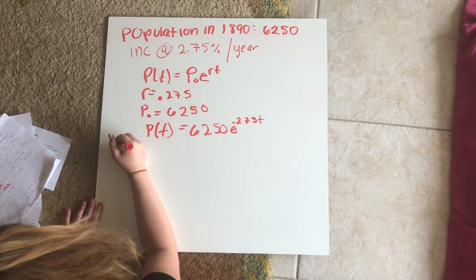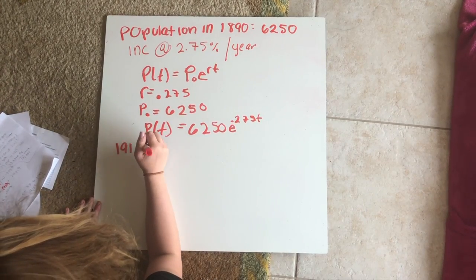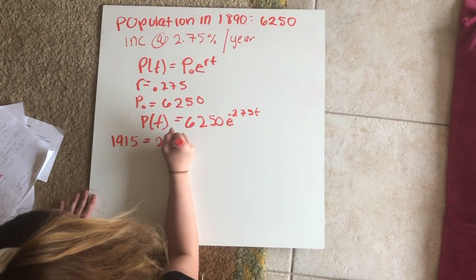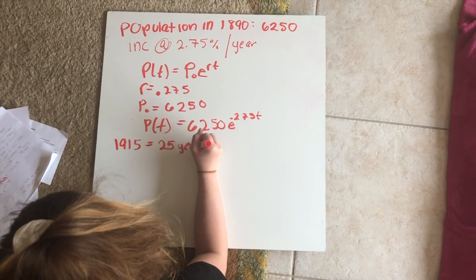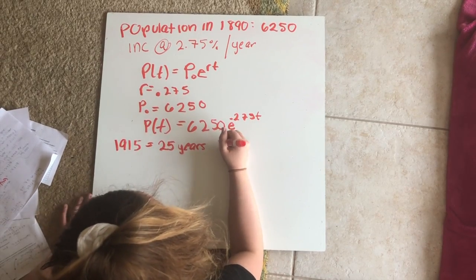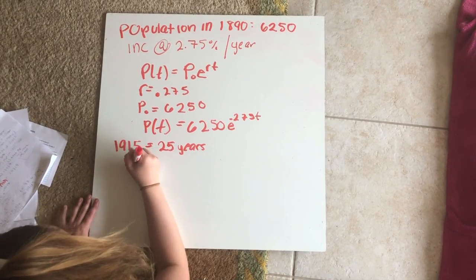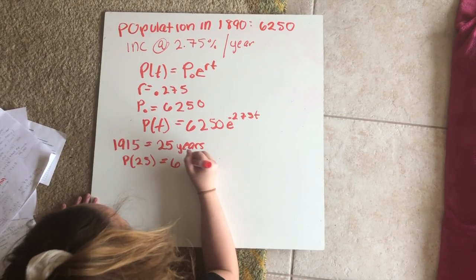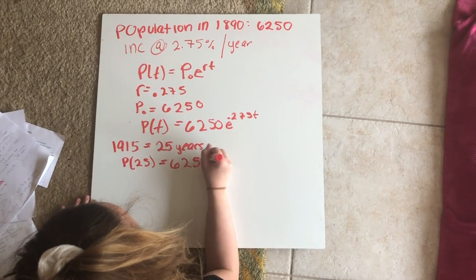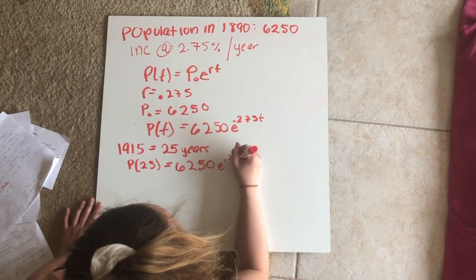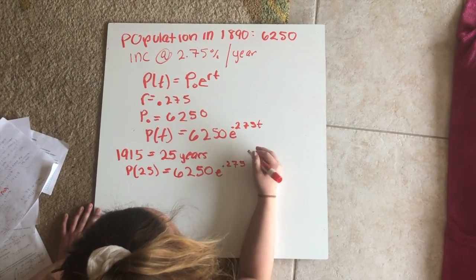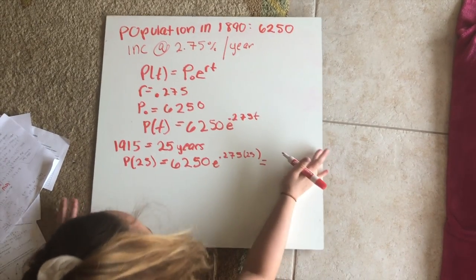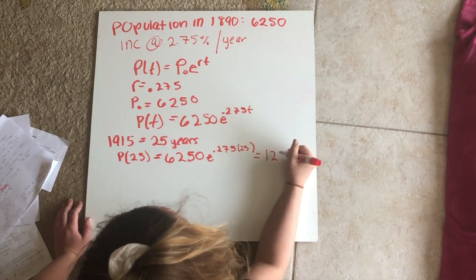Next, we are asked how big the population of Smallville will be in 1915 and in 1940. So in 1915, that is 25 years after 1890. So you plug in 25 for t, which is P of 25 equals 6,250 e to the 0.0275 times 25. This gives you 12,429 people.